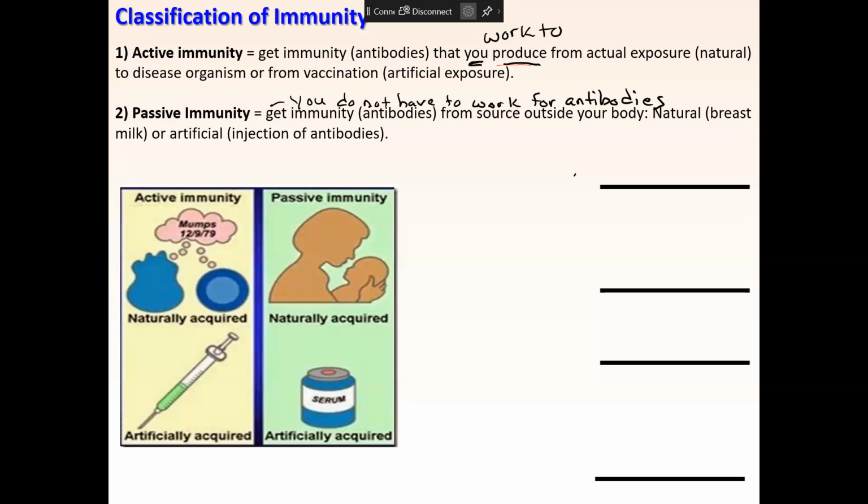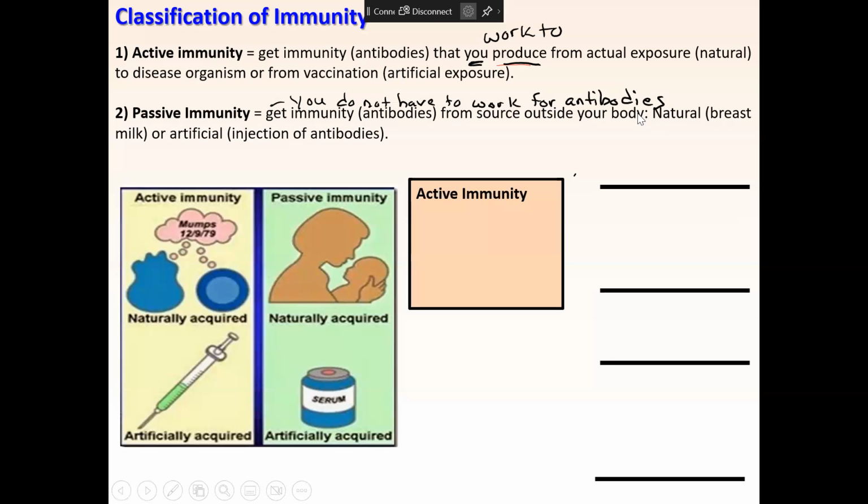All right, so we have the categories. Active immunity, you must work. So active, natural, stop at the top here. If it's active, your body makes it. If it's natural, you do it in response to being exposed. You were exposed to a sick person.